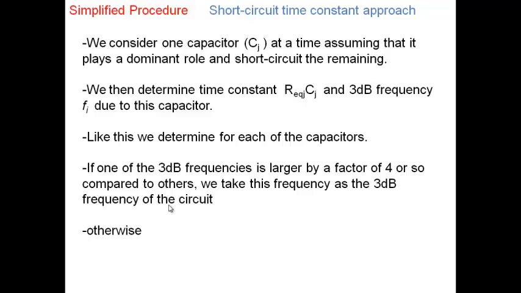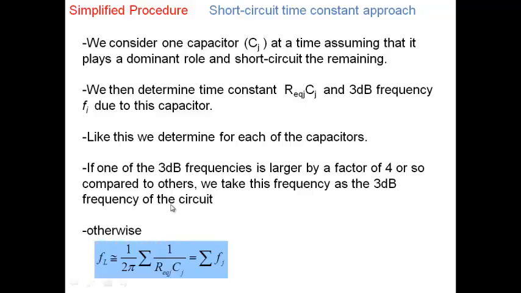On the other hand, if this is not true, if you find that the 3 dB frequencies are comparable, what we do is we add up all the time constants. So we add up all the 1 over 2 pi, 1 over time constant, and we say that's the 3 dB frequency.